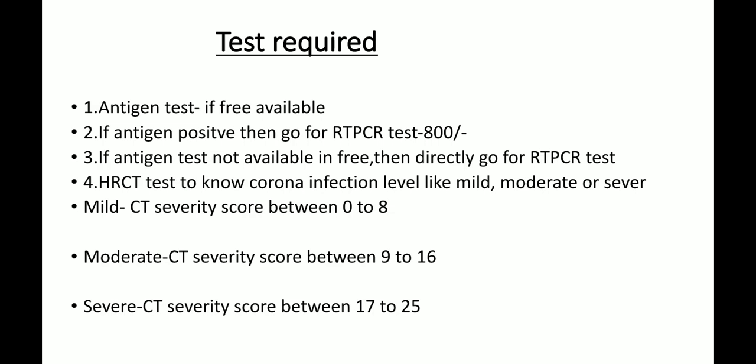Once these symptoms are found in your body, go for the below mentioned tests. Firstly, go for the antigen test if it is available free of cost. Only then go for the antigen test. If your antigen test is positive, then go for the RT-PCR test. It costs 800 rupees at every corona center.